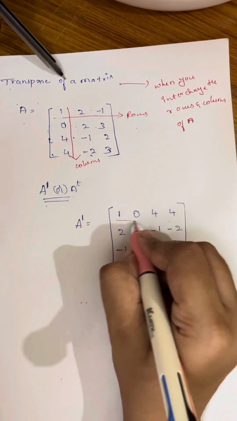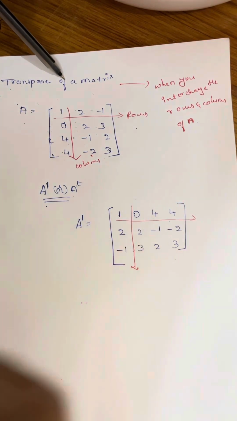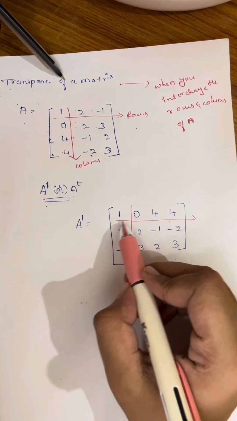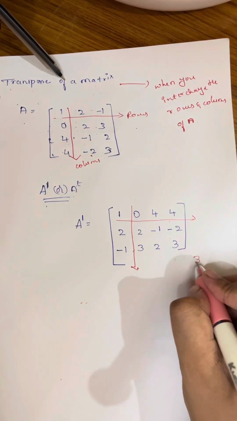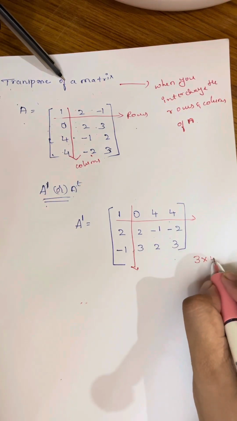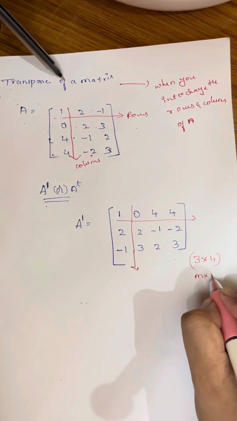So you tell me how many rows and how many columns we have here. Rows, how many rows? 1 2 3. So we have 3 rows and 1 2 3 4 columns, correct? M cross N.